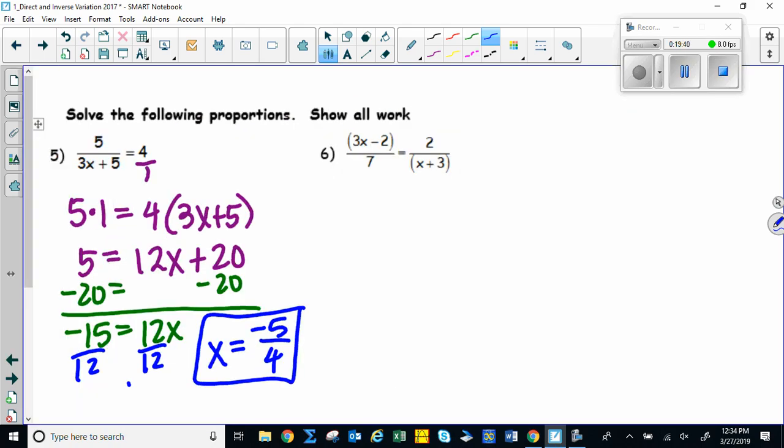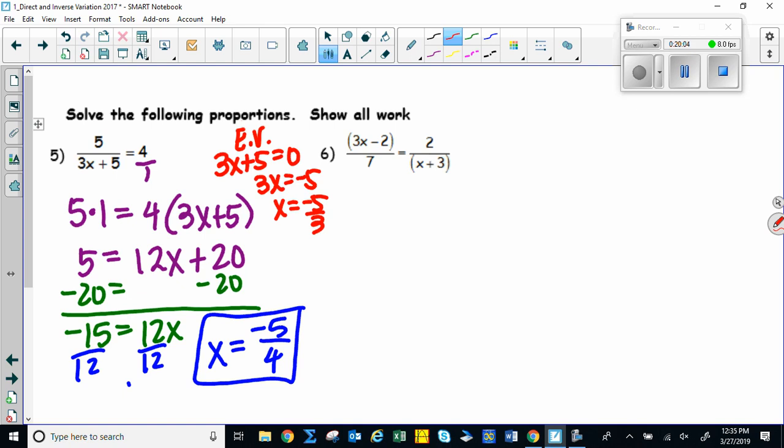So I look at my denominator. My excluded value would be, if I set my denominator equal to 0, so 3x equals negative 5, x equals negative 5/3. Is my answer the excluded value? No, so my answer is good. I get to keep it.